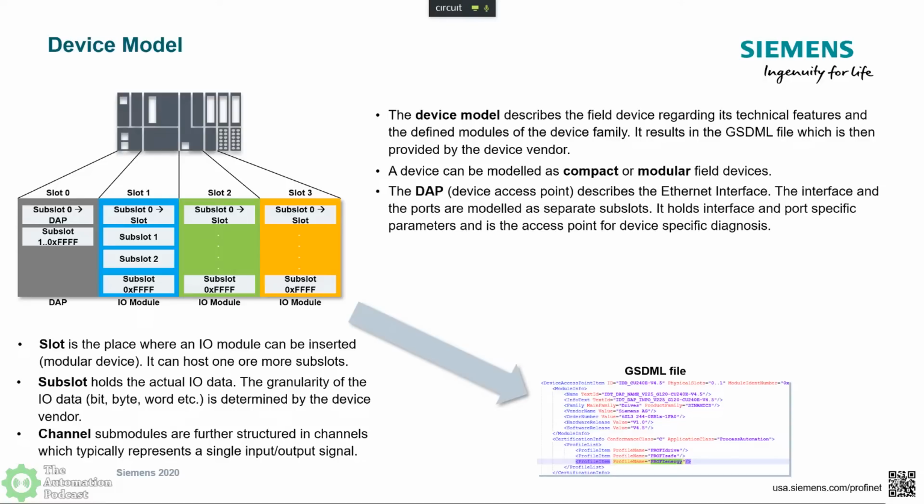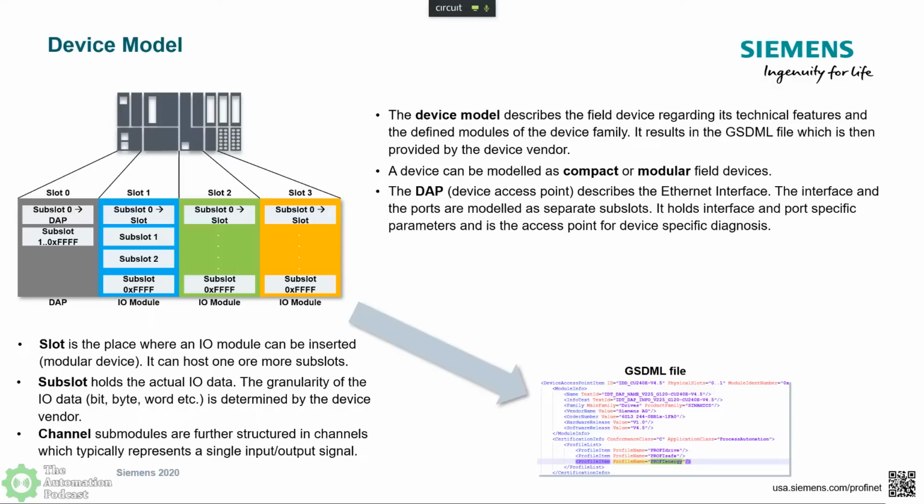A special module is the device access point module. It is the addressable module of the device itself. So this device model with slots and subslots is used to address I/O data as well as record or acyclic record data. For that purpose, the device access point is a special module where you can address the device itself. Will that always be where you bring in the PROFINET cable?